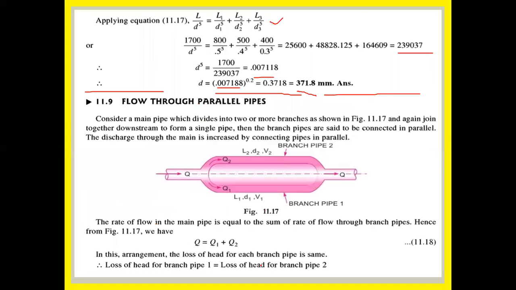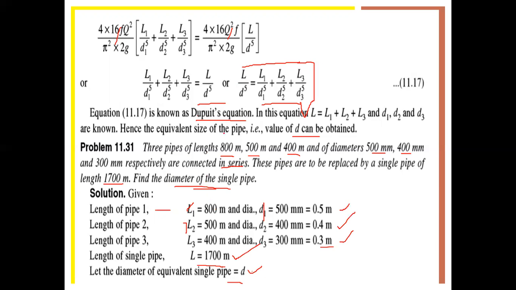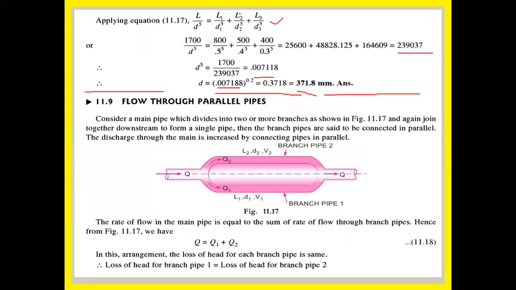Then, applying the equivalent pipe formula, L by D to the power of 5 is equal to L1 by D1 to the power of 5, plus L2 by D2 to the power of 5, plus L3 by D3 to the power of 5. Therefore, 1700 divided by D to the power of 5 is equal to 800 by the D1 value, plus 500 by the D2 value, plus 400 by the D3 value.